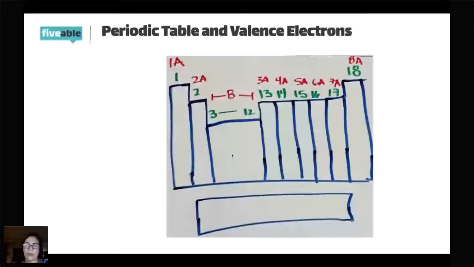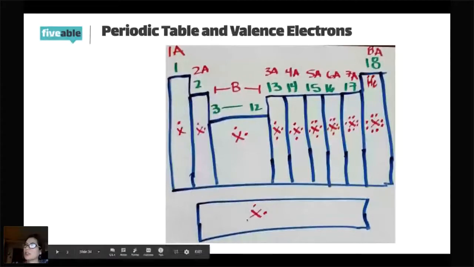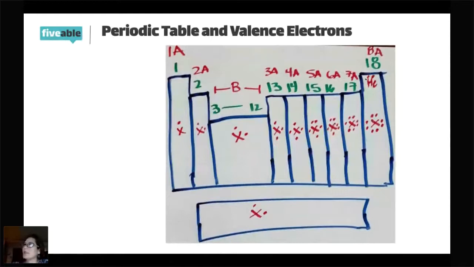Of course, there are exceptions, like chromium, in which you will have 1. So there are some exceptions, but in general, the valence electrons of the transitions, as well as the inner transitions, are 2. Another exception is helium, which is a noble gas, but contains only 2 valence electrons because it is stable with only the 1st shell full. Any questions so far?